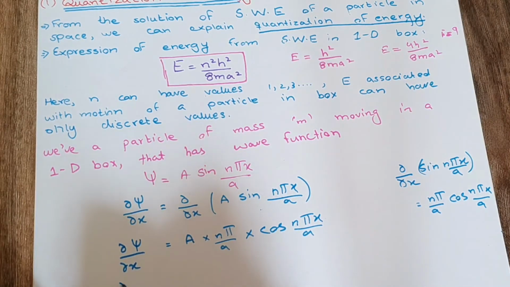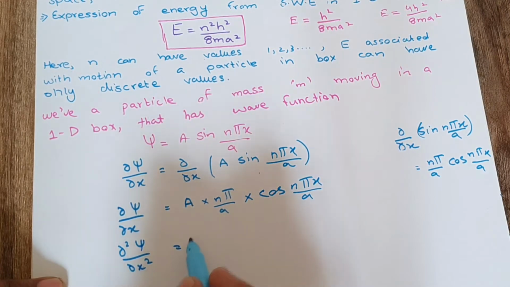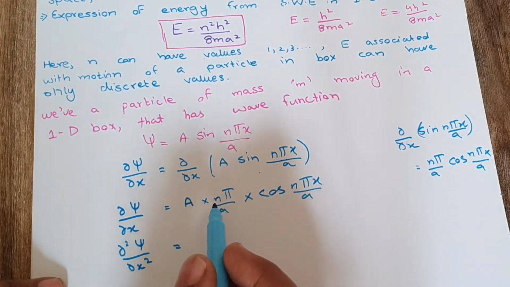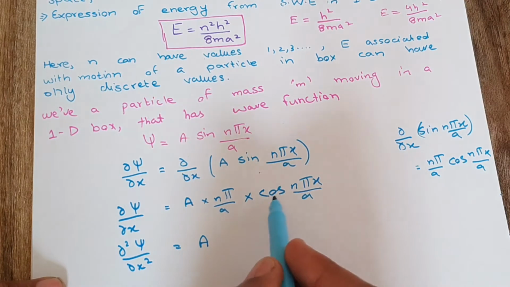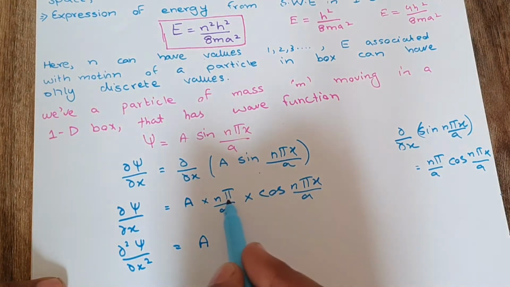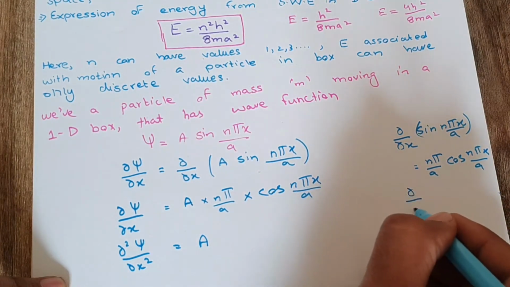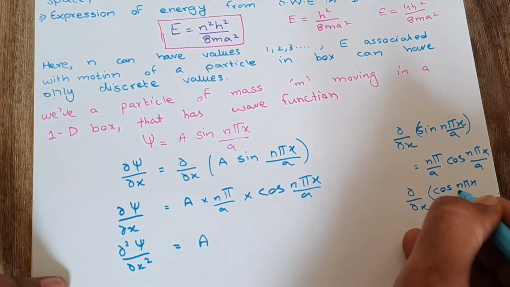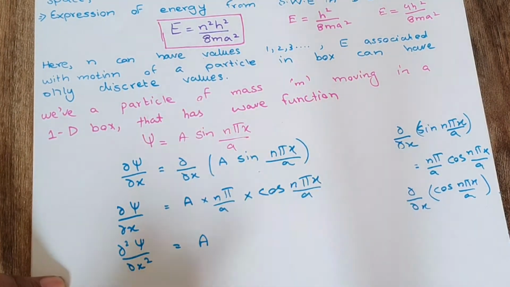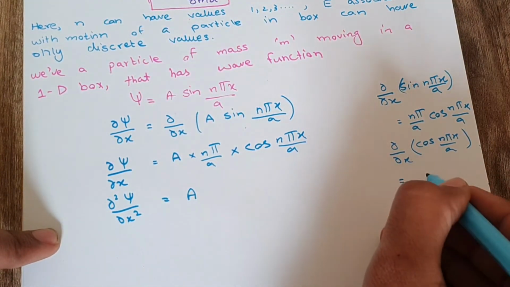So on differentiating again, this d becomes d square and this becomes dx square. So now after taking the derivative again, this a has remained here since it was a constant. On taking the derivative of this part, the derivative of cos comes out to be sine. First of all, I will write the derivative here, derivative of d over dx cos n pi x over a. So if I have a derivative of cos n pi x over a, the answer that comes out to be is, the derivative of cos is minus sine.